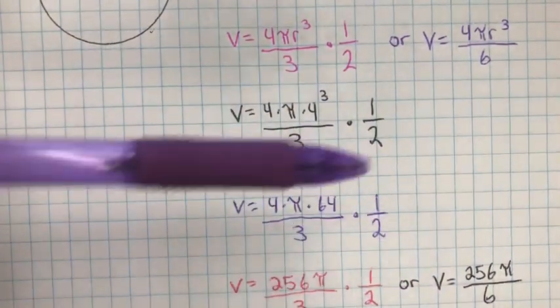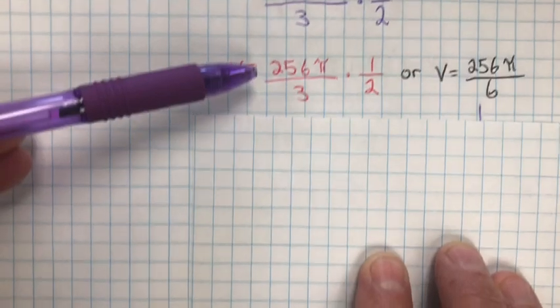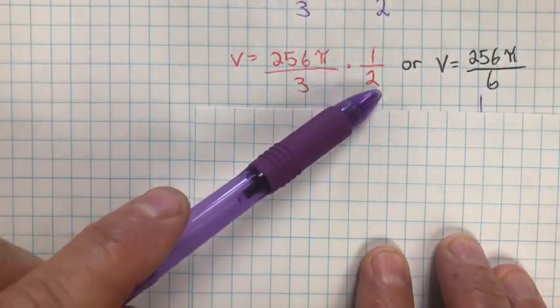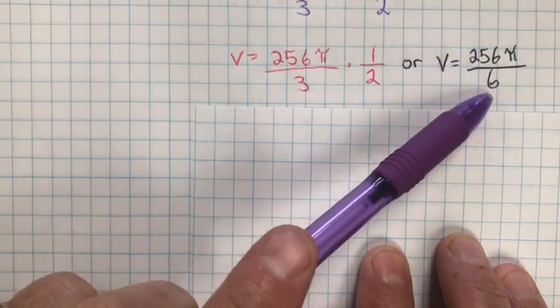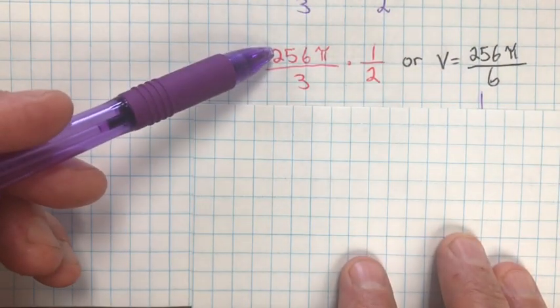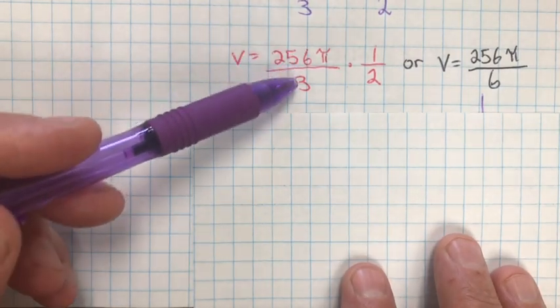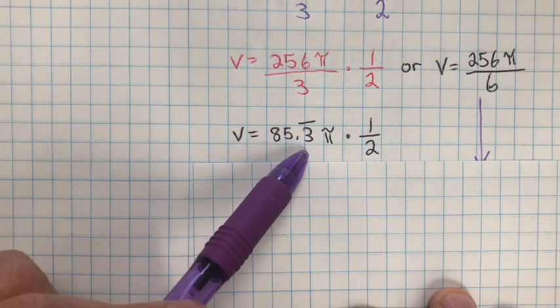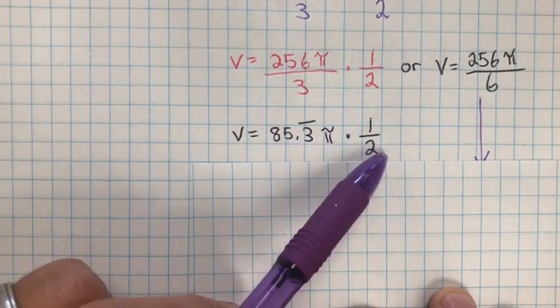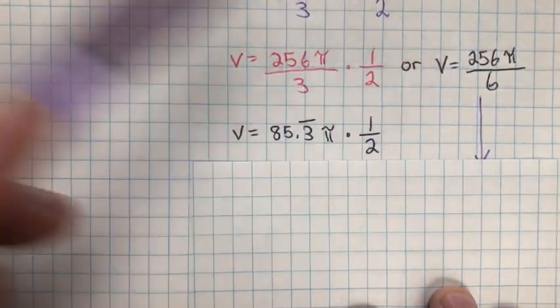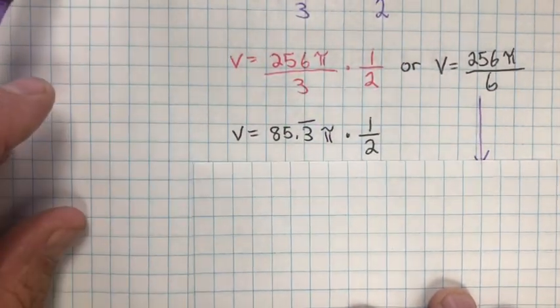But instead of dividing by 3 and then multiplying by 1/2, I'm just dividing by 6. And you'll see what that looks like. So 256 divided by 3 equals 85 and 3/10 repeating, still multiplying by 1/2. We'll skip that step here because we're not multiplying by 1/2.